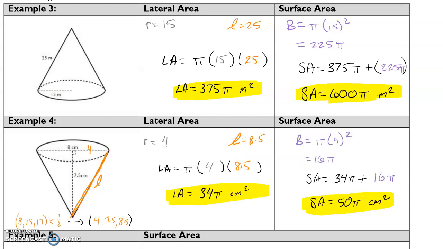Alright, first thing, making sure that we took the radius of 4, not the diameter of 8. Second tricky part here is to make sure that we identify the slant height as 8.5. That could have been Pythagorean theorem, or recognizing that this is an 8, 15, 17 right triangle cut in half, 4, 7.5, then 8.5. That allows us to calculate our lateral area and substitute that in to calculate our total surface area.